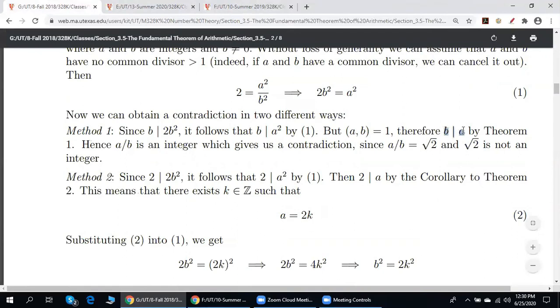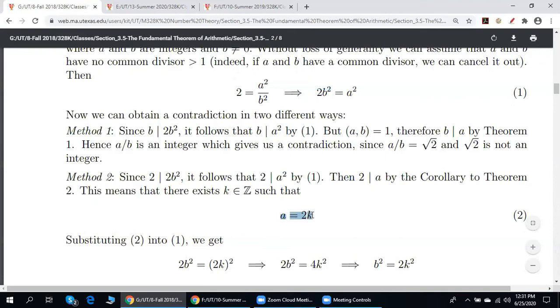So b divides a, therefore a over b is an integer, but square root of 2 is not an integer. Contradiction. Method number 2. Instead of using divisibility by b of the left-hand side, let us use divisibility by 2. The left-hand side is divisible by 2. Therefore, the right-hand side is divisible by 2. And one can show, corollary 1 to theorem 2, that 2 divides a.